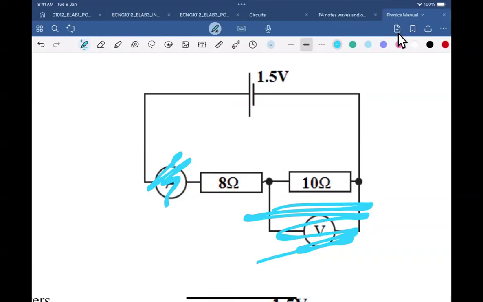Justin, do you agree with the girls? They are saying parallel. Waiting for Justin.